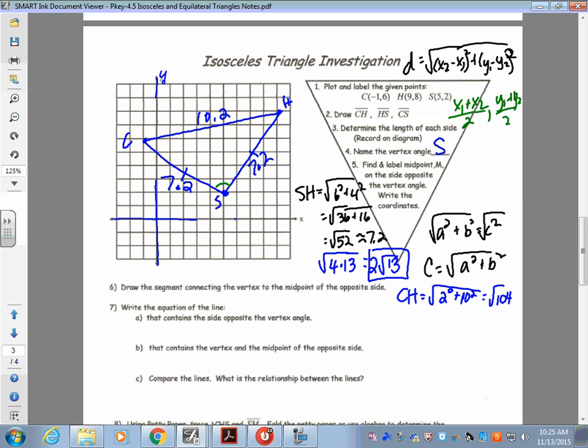M is going to be what? Do the midpoint formula to find the midpoint of CH. So what happens if all the sides are different? If all the sides were different, it would be scalene. It wouldn't be isosceles. Okay.